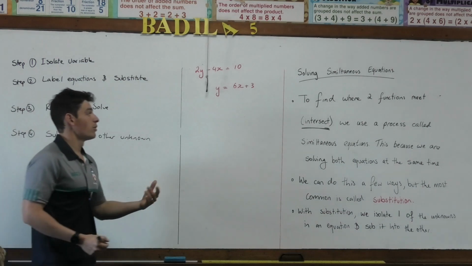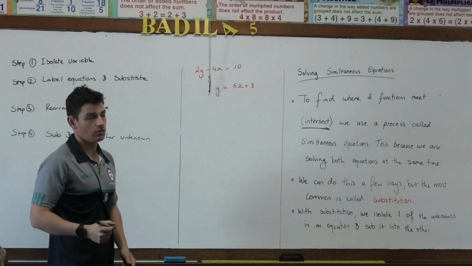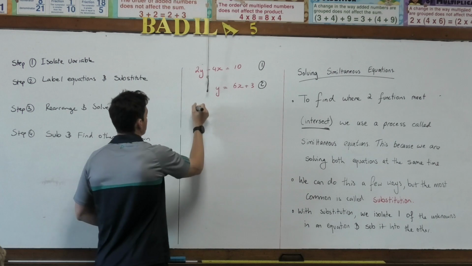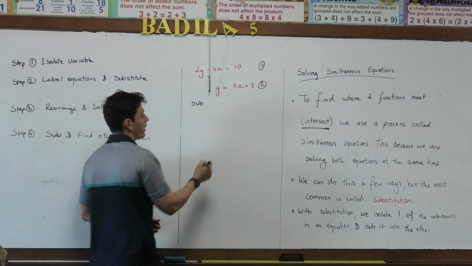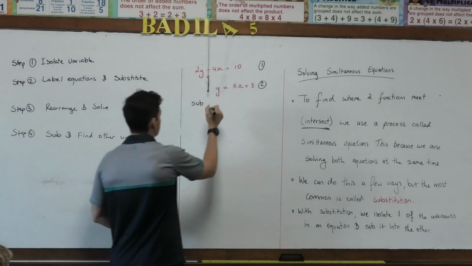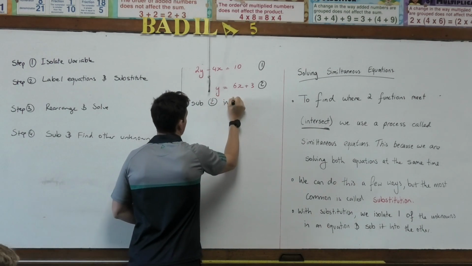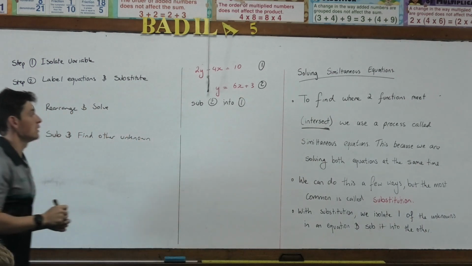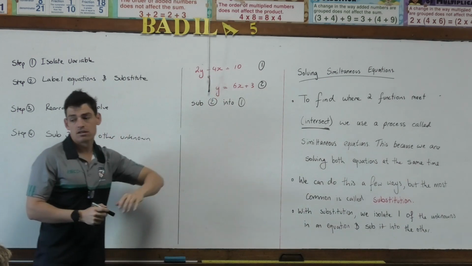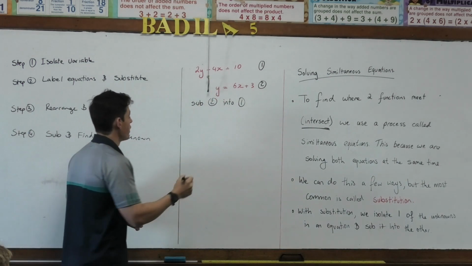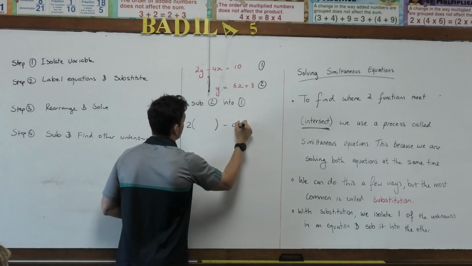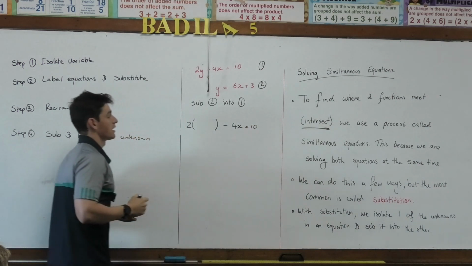I now need to label my equations. What's a good way to label my equations? 1 and 2. And then I communicate below that, substituting. Which one am I substituting into the other one? I want to sub 2 into 1. And now any place that I see y in equation 1, I replace it with 6x plus 3. So I rewrite equation 1, but now instead of writing y, I write 6x plus 3.